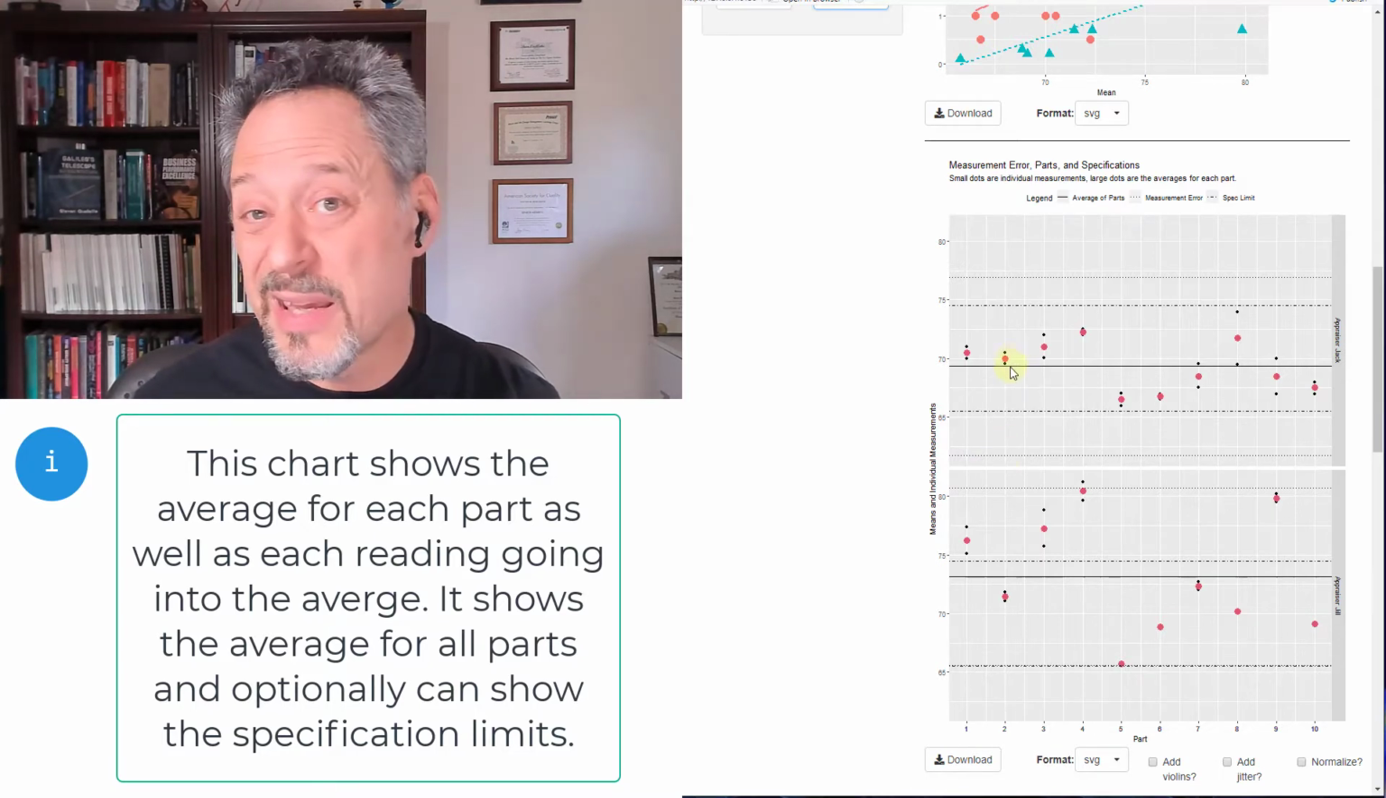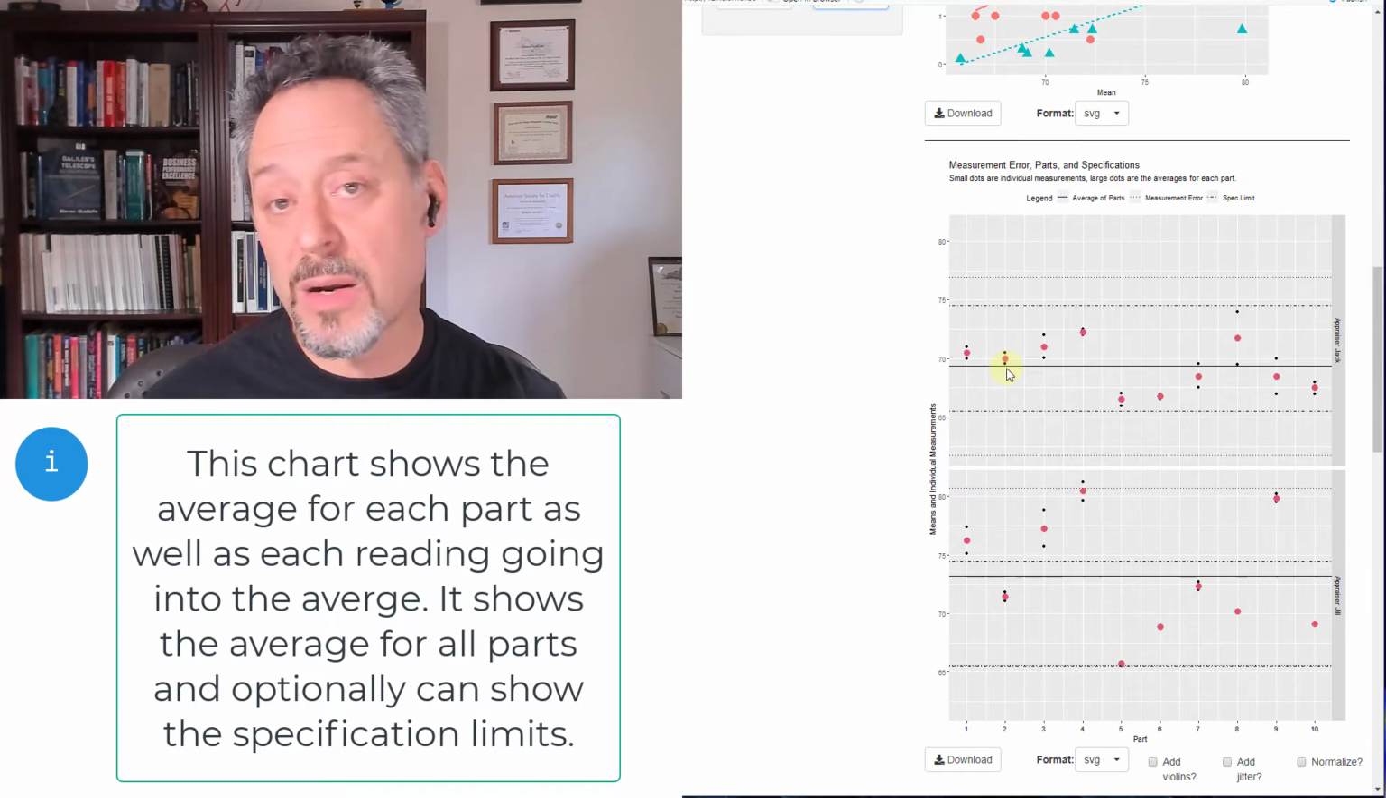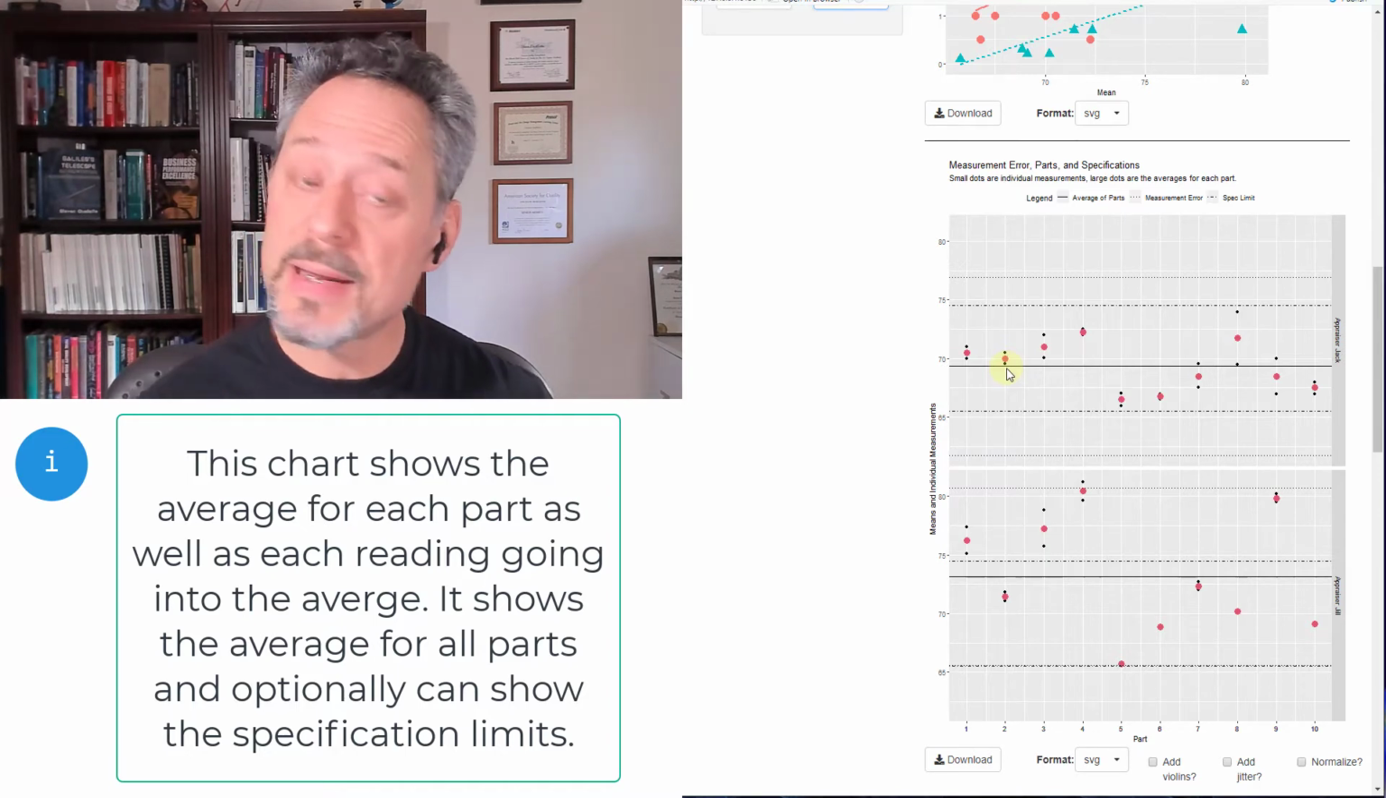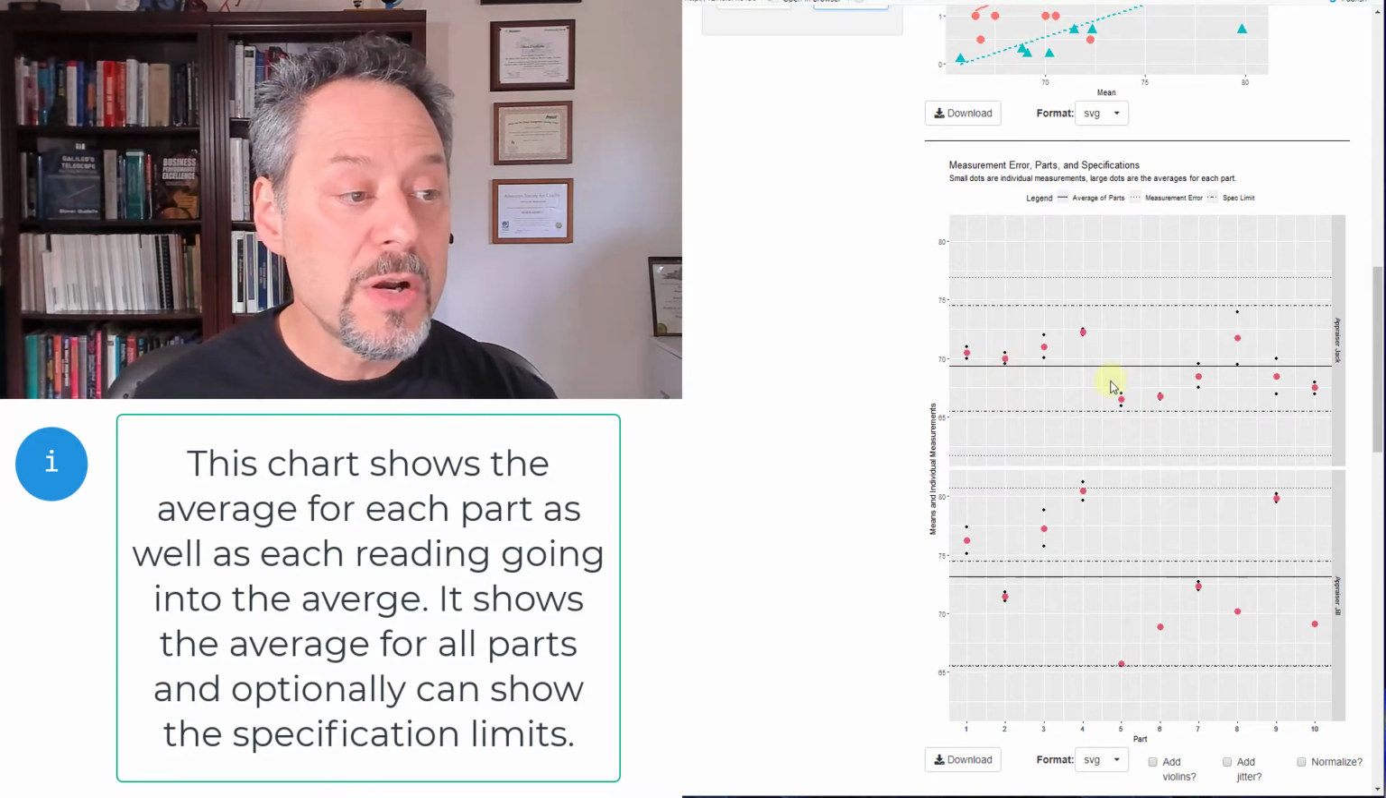So even if I'm making a part that's really smack dab in the center, I'm running a chance of calling it out. We're going to come back to that in a second. This chart also shows where the individual measurements are as well.